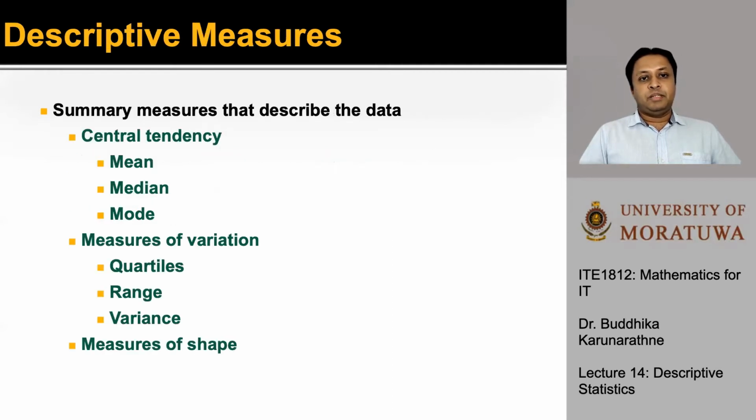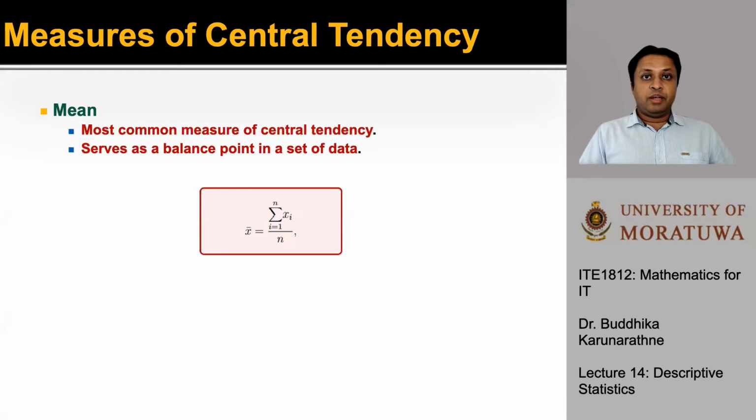So what are the descriptive measures that we look into in this lesson? We can summarize these measures that describe a given set of data. Some measures are about central tendency: they will be mean, median, and mode. Some measures will be about variation: we will discuss quartiles, range, and variance. And there will also be measures of shape. We first look at measures of central tendency.